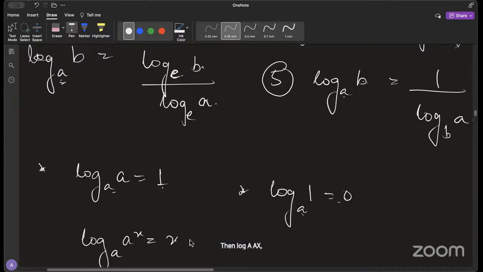Log base a of a^x is equal to x. We've already seen this when we were discussing that these two functions are inverses of each other. And then the other one is a to the power log base a of x, which is equal to x.